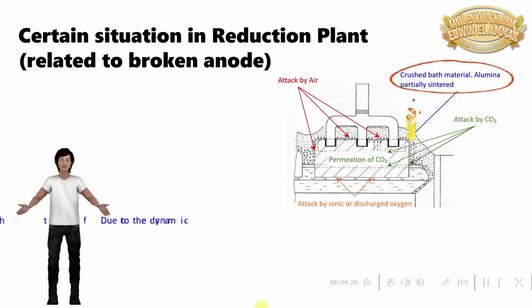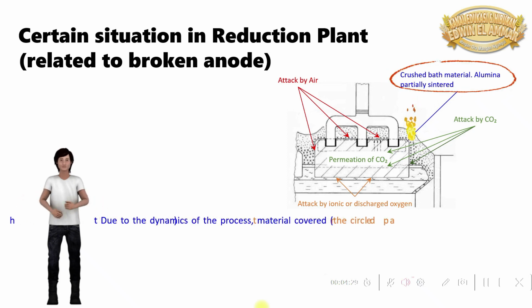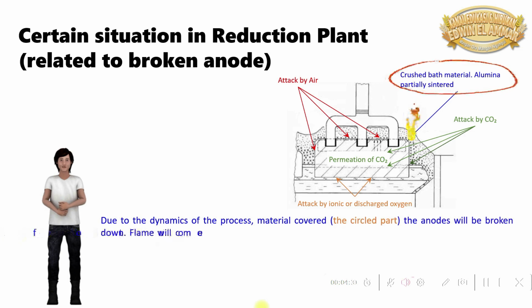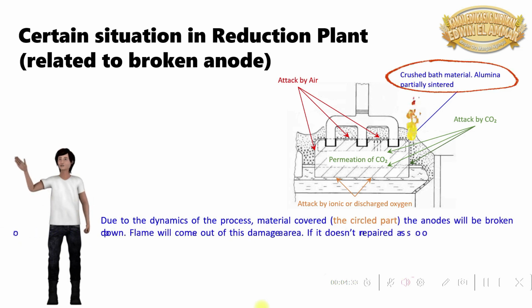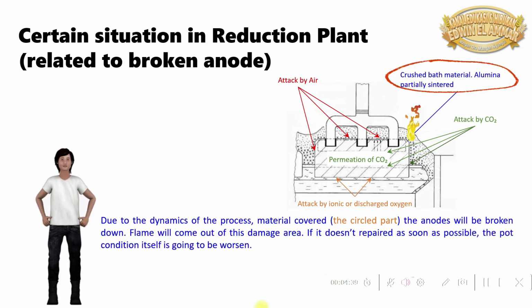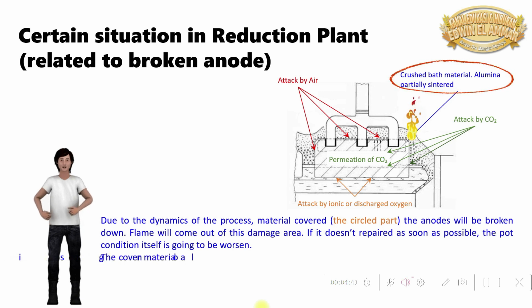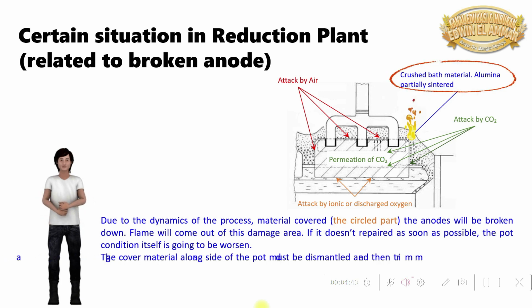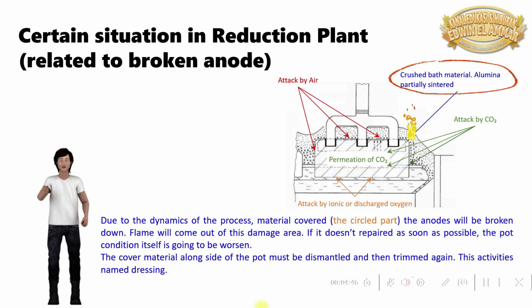Due to the dynamics of the process, the material covering the circled part, the anodes, will be broken down. Flame will come out of this damaged area. If it isn't repaired as soon as possible, the pot condition itself is going to worsen. The cover material alongside the pot must be dismantled and then trimmed again. This activity is named dressing.